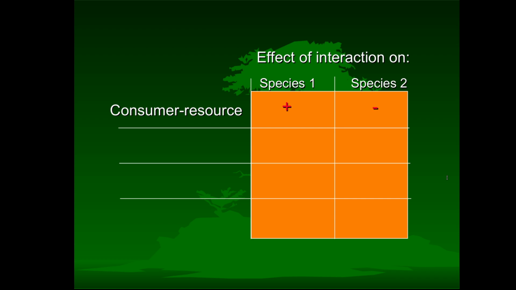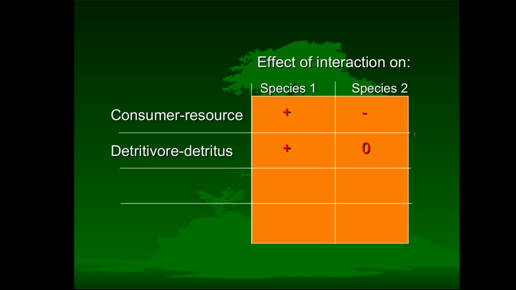So if one species' fitness increases by the interaction and the other decreases, then one label that's popular for that type of interaction is a consumer-resource interaction. So it's a plus-minus interaction. Consumers' fitness increases while the fitness of the living resource that they consume decreases. So the predator benefits by this relationship with its prey, but the prey does not benefit by its relationship with the predator. Plus-minus interaction.